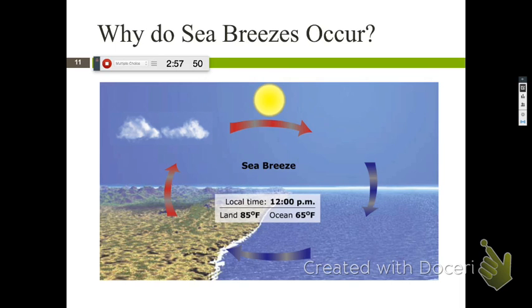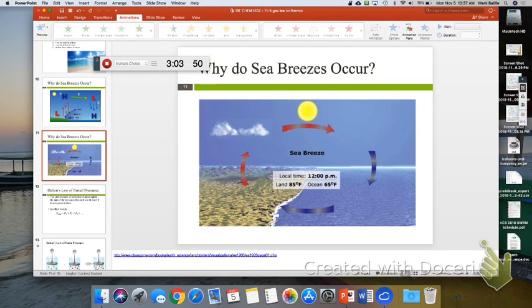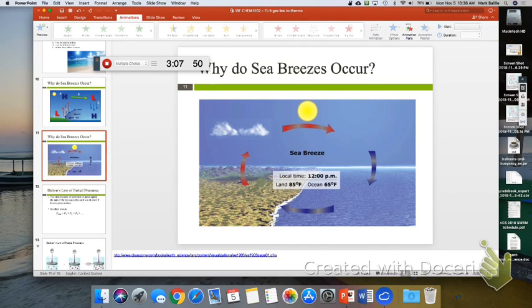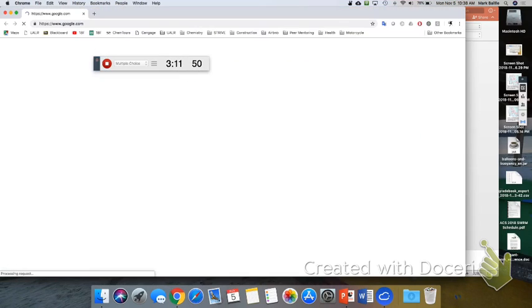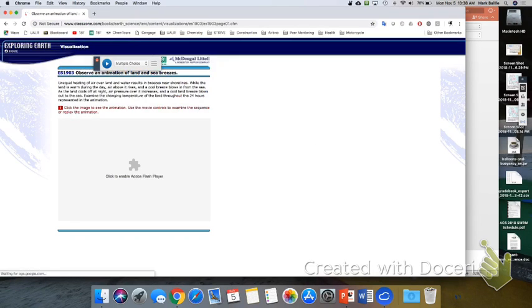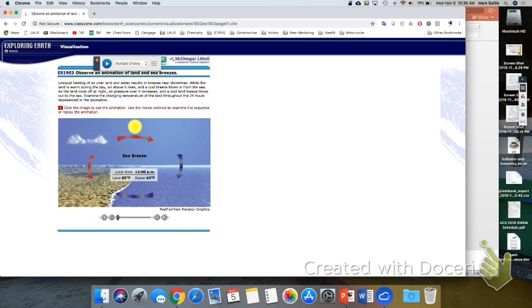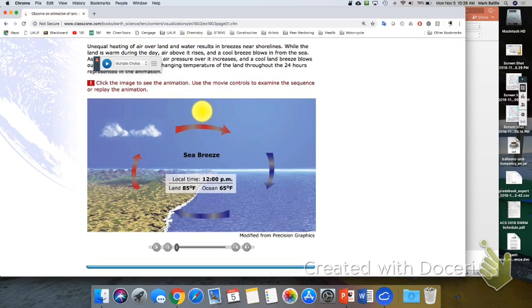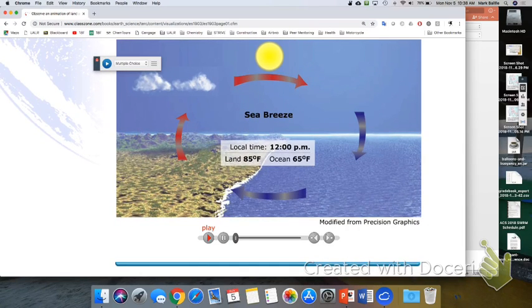And I have a little animation that kind of shows this at different times of the day. So what does that mean for earlier in the day? Or at night? At night, maybe the beach is colder than the Gulf, because the Gulf gets pretty warm. Let's see if I can... I hate how small this thing is. So let's take a look.